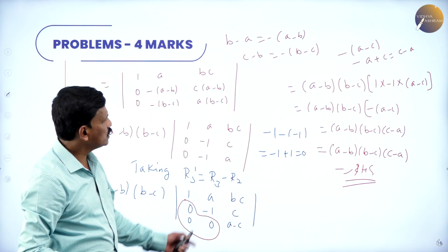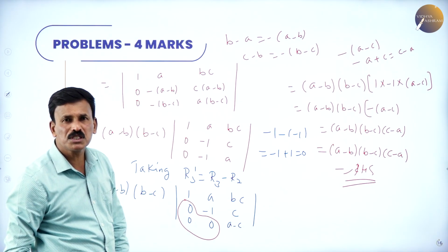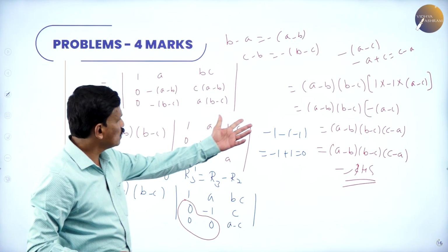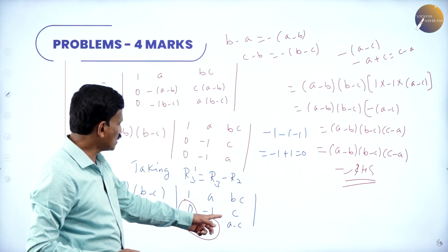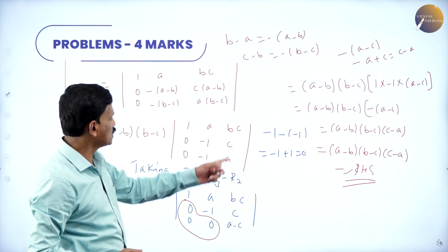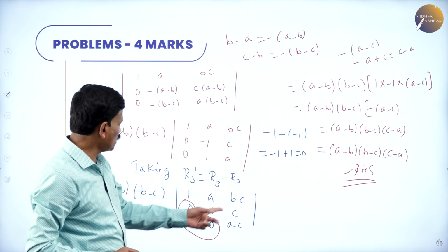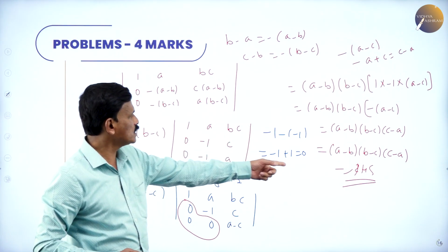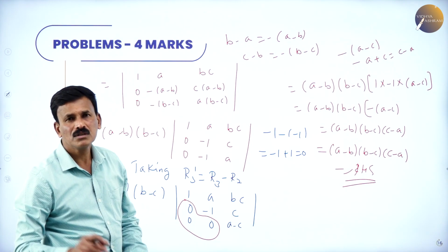That's it. See, convert this determinant so that all the elements below the principal diagonal are zeros. Then simplify. So, 1 into minus 1 into A minus C. A minus C can also be written as minus of A minus C. Minus A, minus into minus plus, that becomes C minus A, A minus B, B minus C and C minus A, which is the required answer. That's it. Okay. Hope you followed.